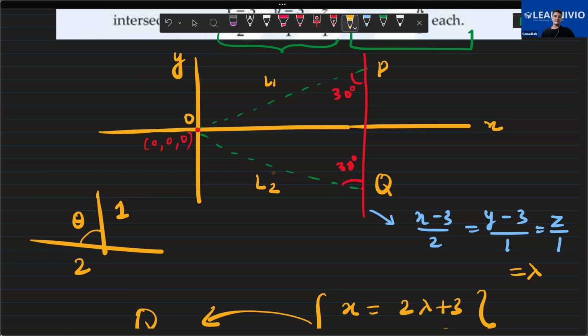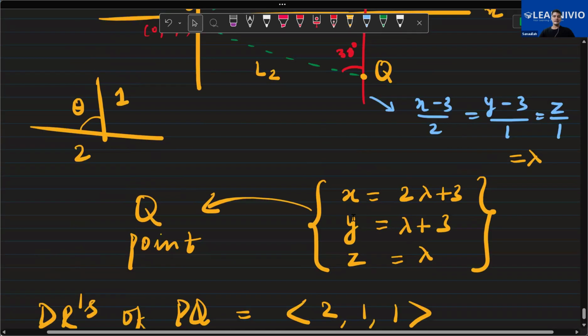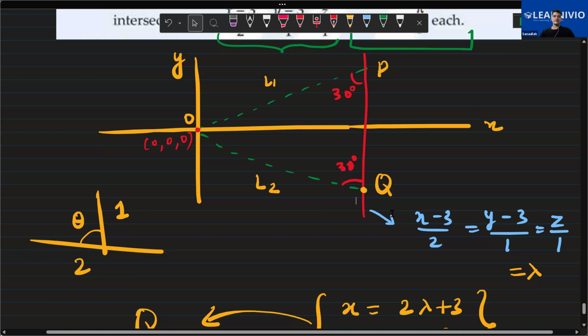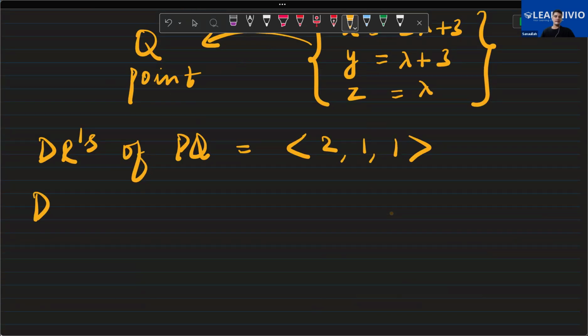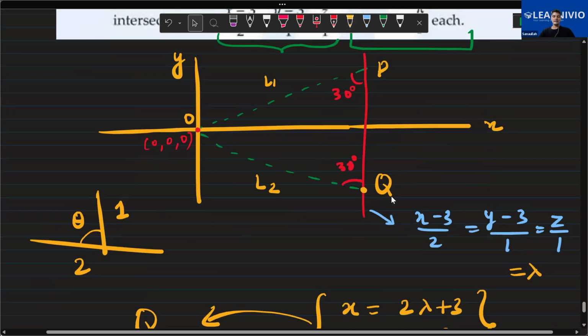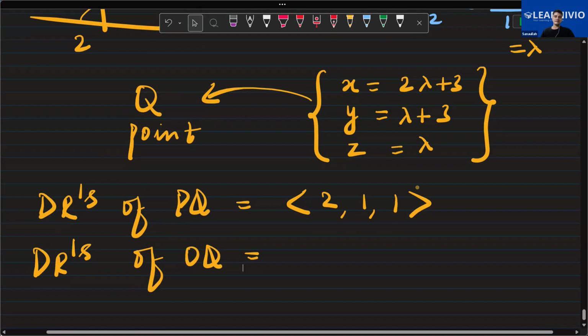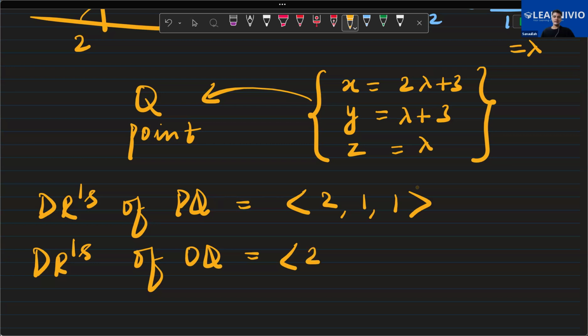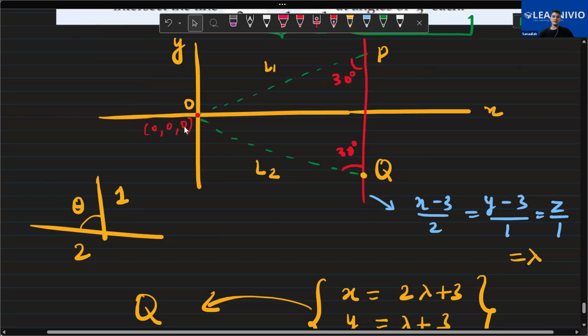Okay, what will I have to do for that? I know this Q point now. I know my Q point is x y z and this O point is 0. So what will be the DRs of your OQ? What will be the DR of the OQ line? Its x component minus 0, that is 2 lambda plus 3 minus 0, which is again 2 lambda plus 3, and similarly lambda plus 3 minus 0 and lambda minus 0. So this is the DR of the OQ line.